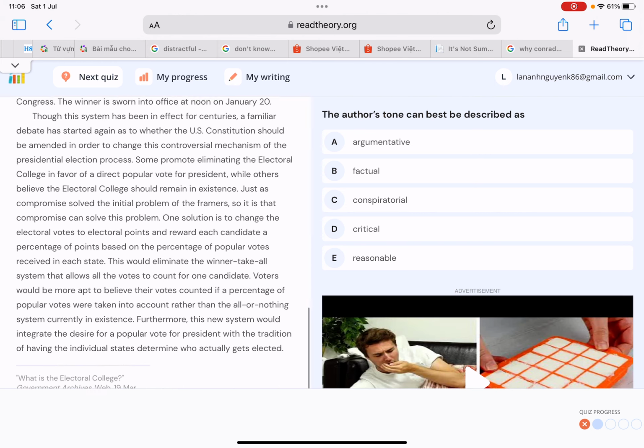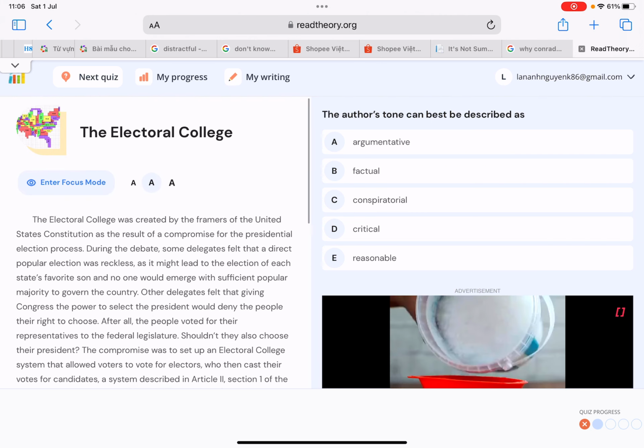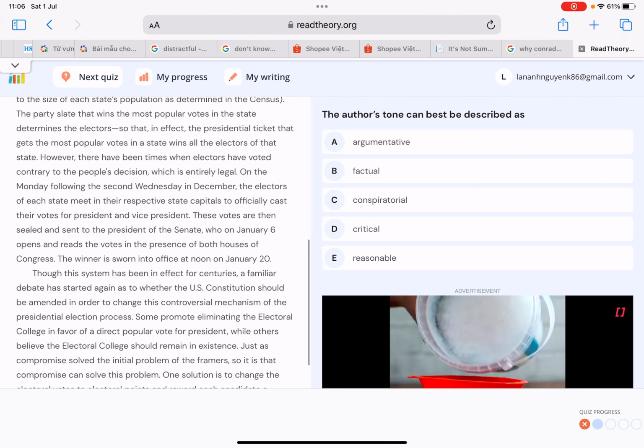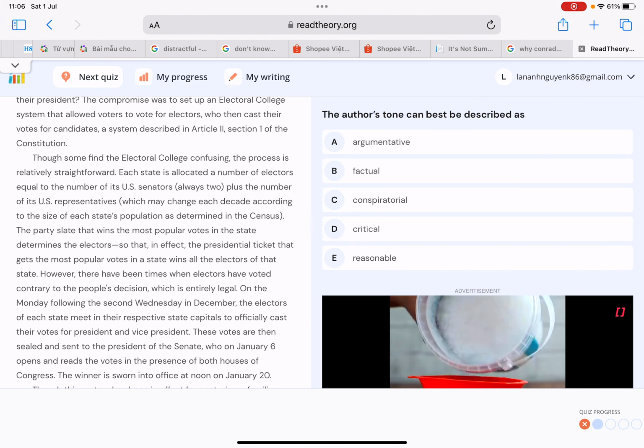Okay, so we have to continue reading because the tone is spread throughout the whole passage, so we have to figure it out after reading the final sentence of this passage. So let's continue. Though some find the Electoral College confusing, the process is relatively straightforward. Each state is allocated a number of electors equal to the number of U.S. senators, always 2, plus the number of its U.S. representatives, which may change each decade according to the size of each state's population as determined in the census.